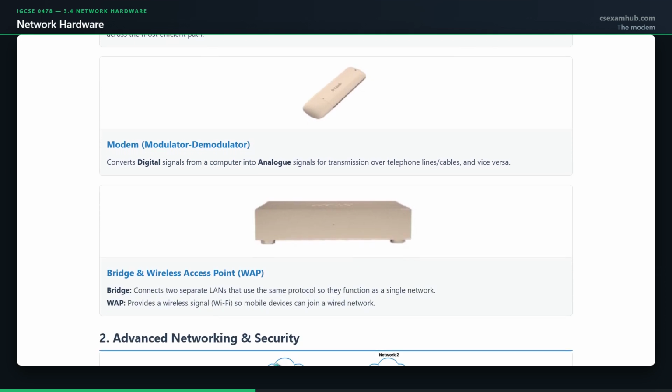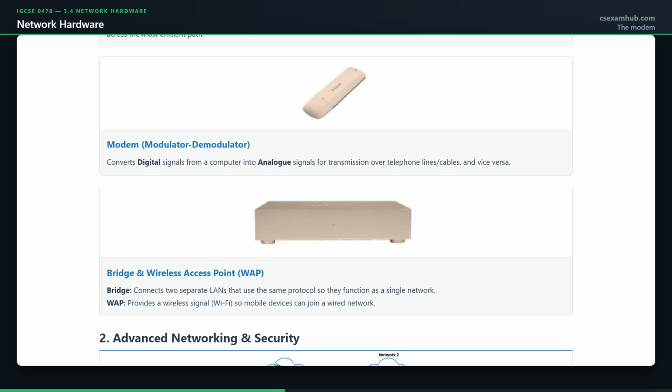The modem gets its name from what it does, modulator, demodulator. It converts the digital signals a computer produces into analog signals that can travel over telephone lines or cable, and converts incoming analog signals back into digital for the computer. That is a conversion, not a decision. The modem does not choose where anything goes.